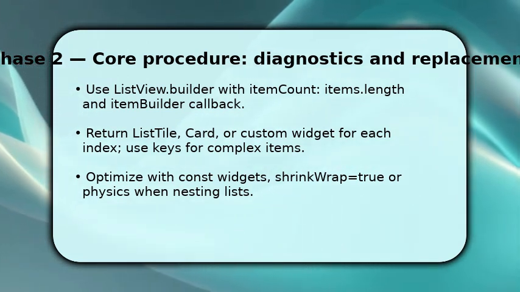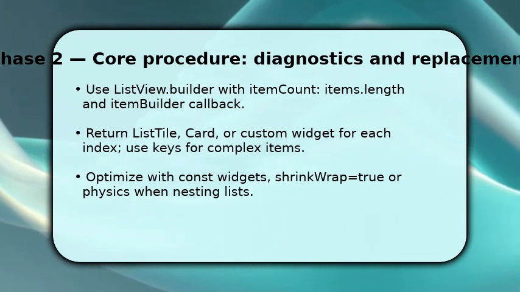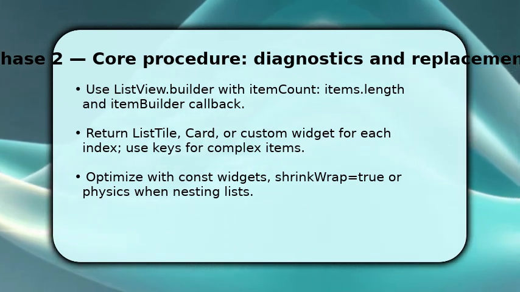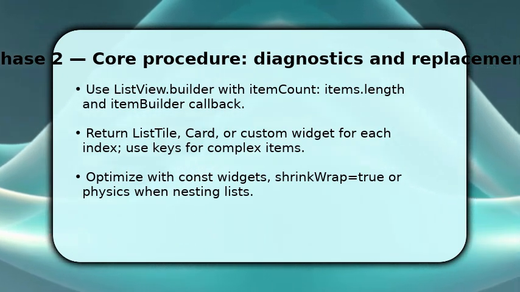Once done, consider adding keys for reorderable or stateful children, and use const where possible to reduce rebuild cost. If nesting, set shrinkWrap: true, and a suitable physics to prevent scroll conflicts, and explain why these flags matter.